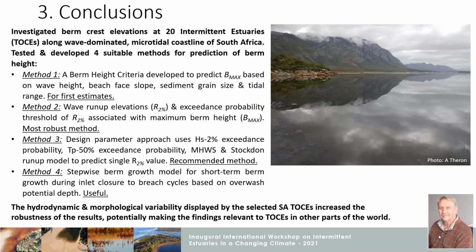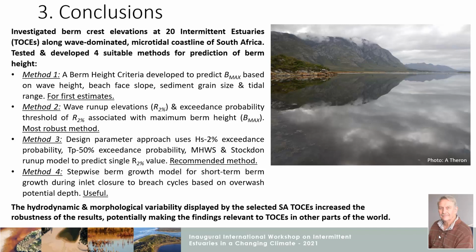In conclusion, we investigated berm crest elevations at 20 intermittent estuaries along the wave-dominated microtidal coastline of South Africa. We tested and developed 4 suitable methods for prediction of berm heights. The first method is the berm crest height criteria method, which was developed to predict the maximum berm crest elevation based on wave height, beach face slope, sediment grain size, and tidal range. It is useful for providing first estimates of the maximum berm crest elevation.